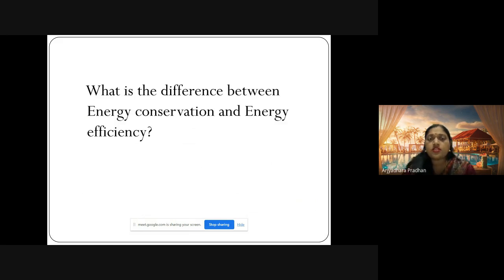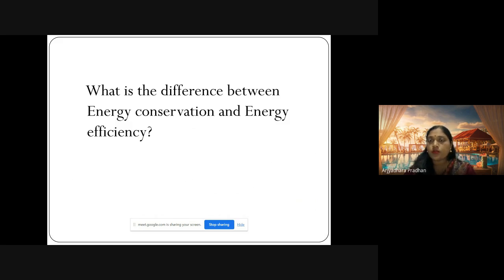Now, what is the difference between energy conservation and energy efficiency? When we talk about conservation, it means we should go for a modification and change in our behavior towards utilizing electrical appliances. But when we talk about energy efficiency, it means that we have to use efficient electrical devices which will take less energy and give you more output.